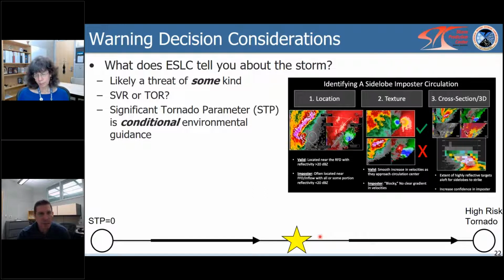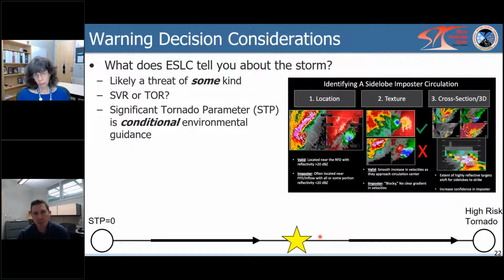Maybe in storms that aren't as well sampled, or if confidence isn't that high that for sure what you're seeing is sidelobe contamination, maybe it's still a good idea to have a TOR warning out in these scenarios. If you think about it, to get sidelobe contamination, you need a strong updraft because you need that echo overhang.